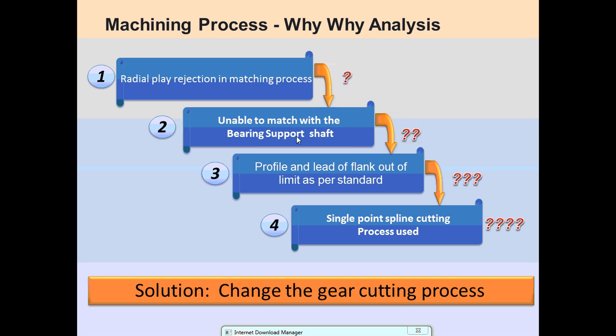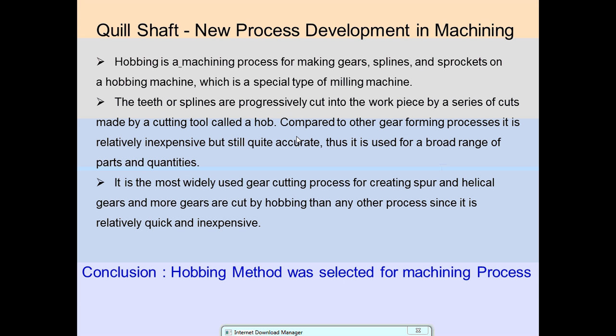Our solution will be to change the gear cutting process, which means we have to replace the single point cutting tool with the gear hob. That is our solution, and a new process development in machining for the quill shaft. So we are going to tell you what hobbing is. Hobbing is nothing but a way of making a gear or a spline, and it is a special type of milling machine. So our conclusion is that the hobbing method was selected for the machining process instead of the single point cutting tool.